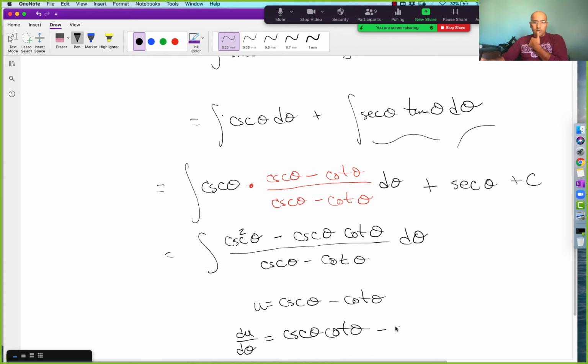This is going to be the cosecant squared theta. Does it have a minus? Professor, isn't the derivative of cotangent negative cosecant squared? So negative of cotangent, positive? Yeah, that's why I'm off by a minus somewhere. So it ends up giving me that.